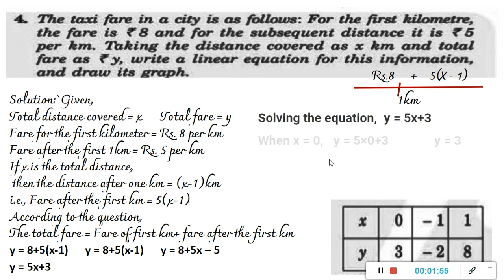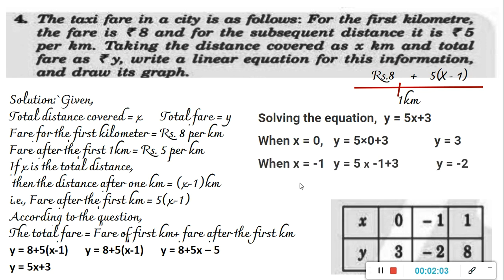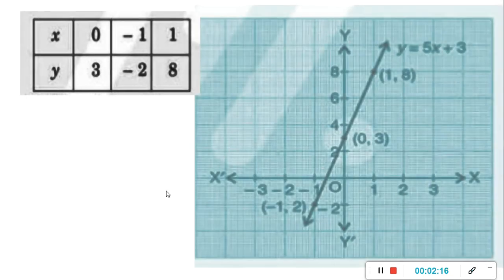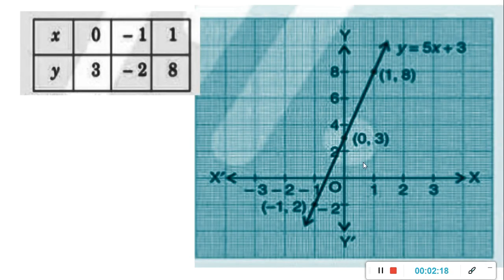Now we can solve the equation. If we give the value of x as 0, then y will be 3. If we give x as minus 1, then y will be minus 2. So the points we got are (0, 3), (minus 1, minus 2) and (1, 8), right? Next you can see the graph here. The x and y coordinates are: first one 0 and 3, second one minus 1 and minus 2, and third one 1 and 8. So this is the graphical representation.